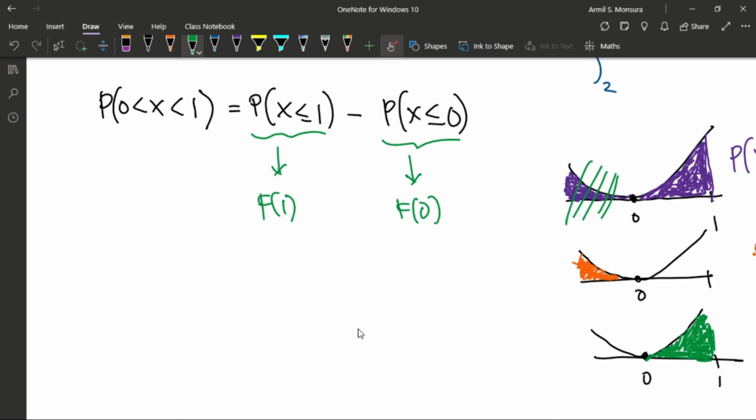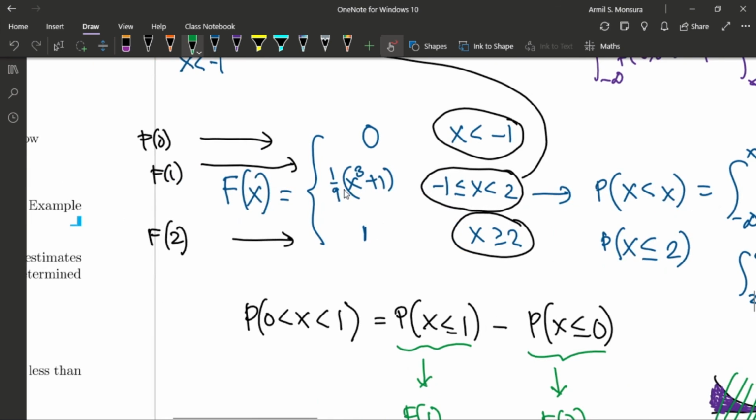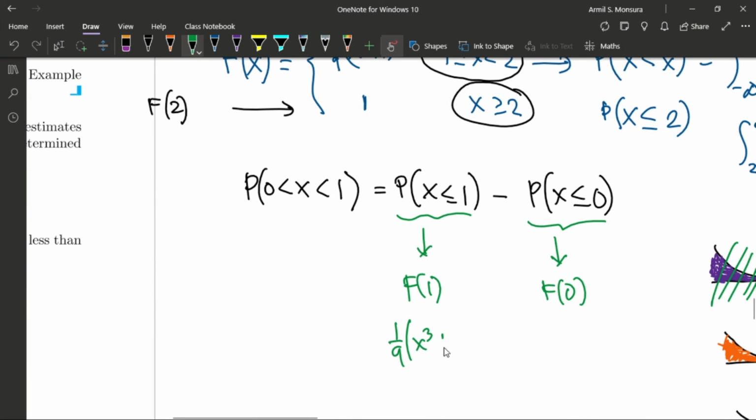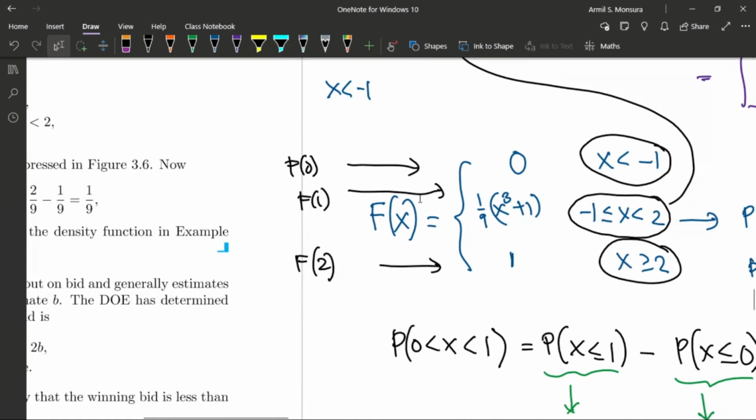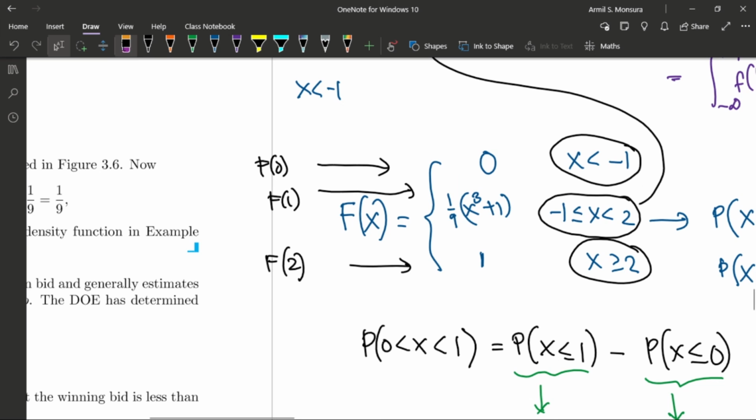Okay, so in our case, f of 1 is this one, so that's 1/9 times x cubed plus 1. While our f of 0 is 0. Okay? So the probability that your x is between 0 and 1 is this one. Okay, so forget this thing. Sorry, we have quite a few errors here, but please forget this thing. Okay, these are not correct. We don't assign this to be f of 0, f of 1, and f of 2. We don't do that.